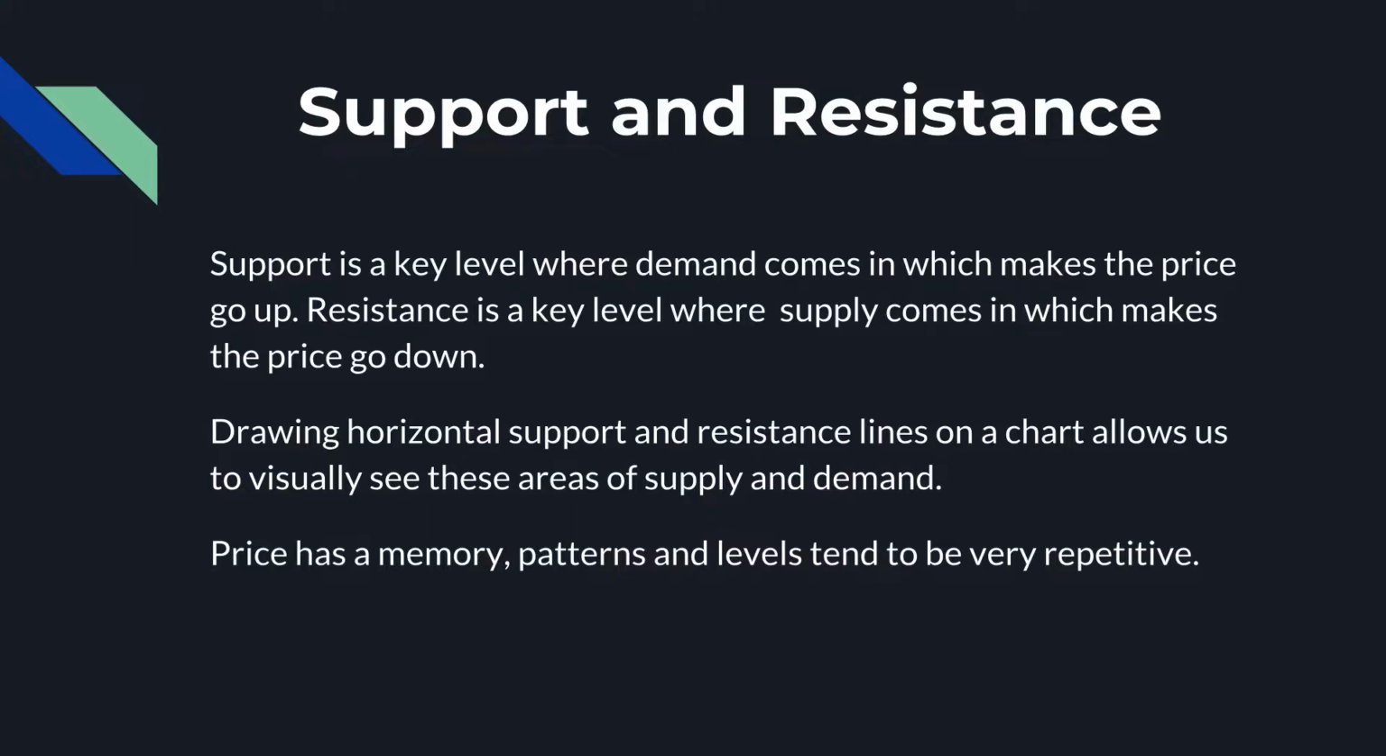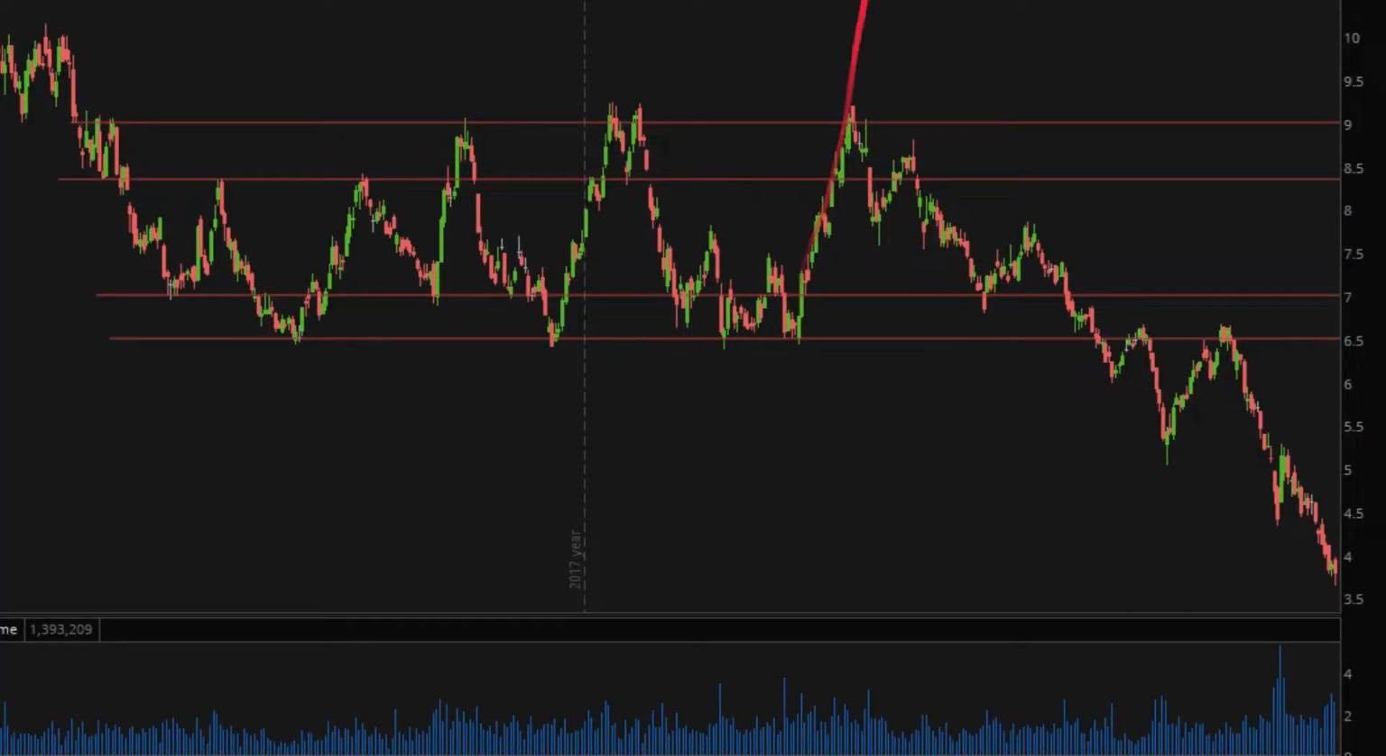Remember, price has a memory. Patterns and levels tend to repeat themselves. The stock market is a repetitive action. If something was previously a supply zone, then it can become a demand zone. Support and resistance will be validated over history. Again guys, history does repeat itself, especially in the stock market. Let's look at an example here.